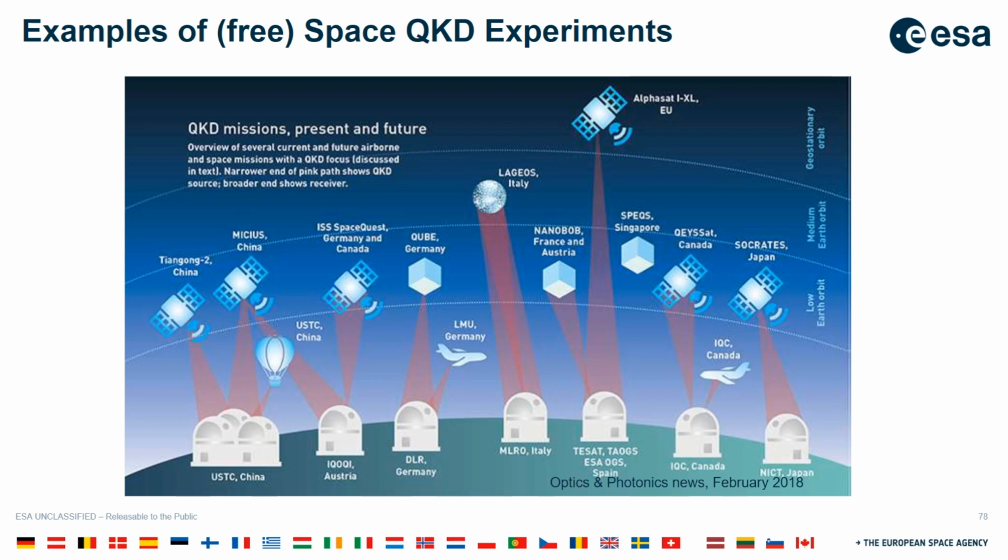Currently, though, these are the missions that have already flown. As you can see, China has flown two missions on spacecraft and one on a weather balloon. Germany and Canada have flown QKD missions on the ISS, the International Space Station. Germany has flown CubeSats. Austria and France have flown other satellites. Italy has done a reflection sat thing. Canada, Singapore, Japan. The list is endless.